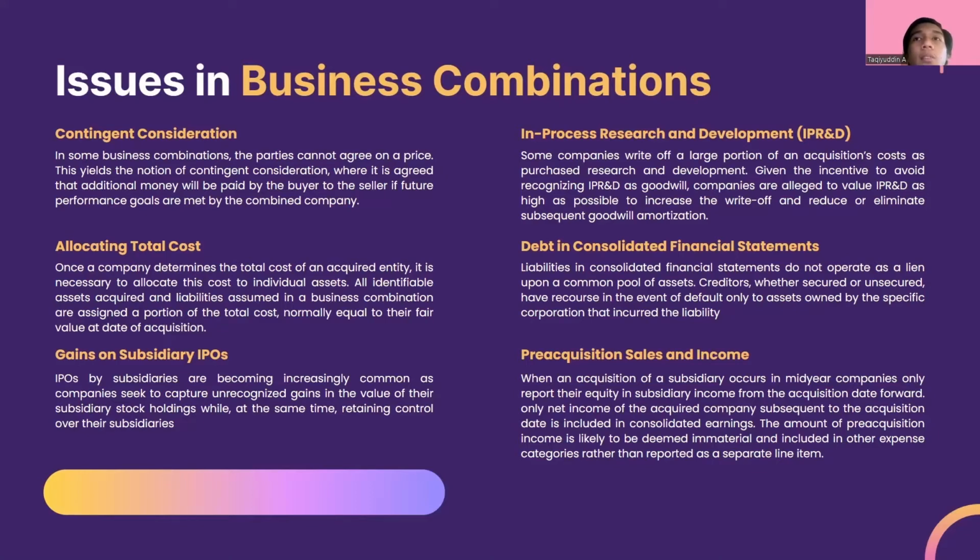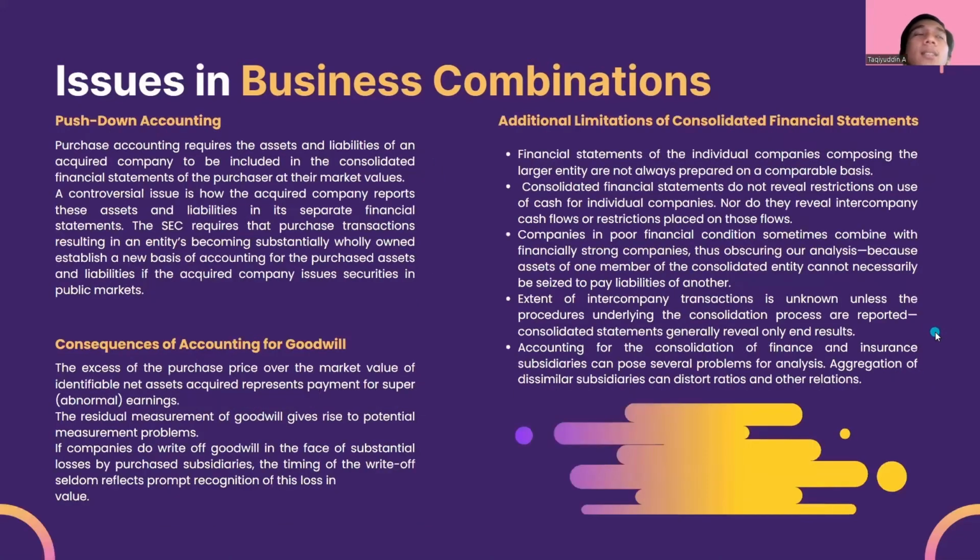Next is the pre-acquisition sales and income. When an acquisition of a subsidiary occurs in mid-year, companies only report their equity and subsidiary income from the acquisition date forward. Only net income of the acquired company subsequent to the acquisition date is included in the consolidated earnings. The amount of pre-acquisition income is likely to be deemed immaterial and included in other expense categories rather than reported as a separate line item.